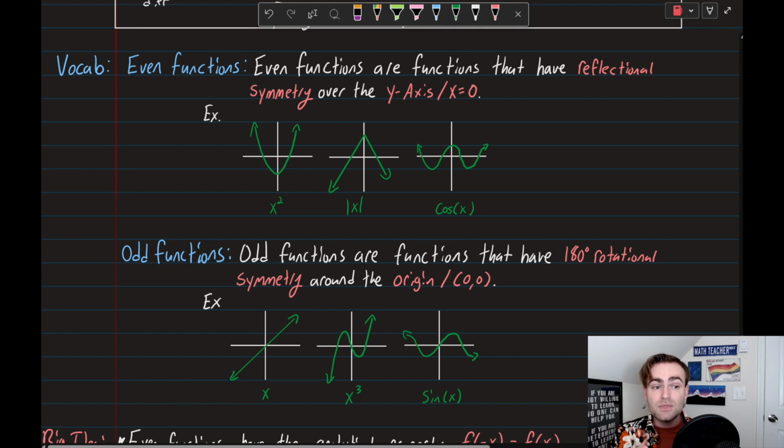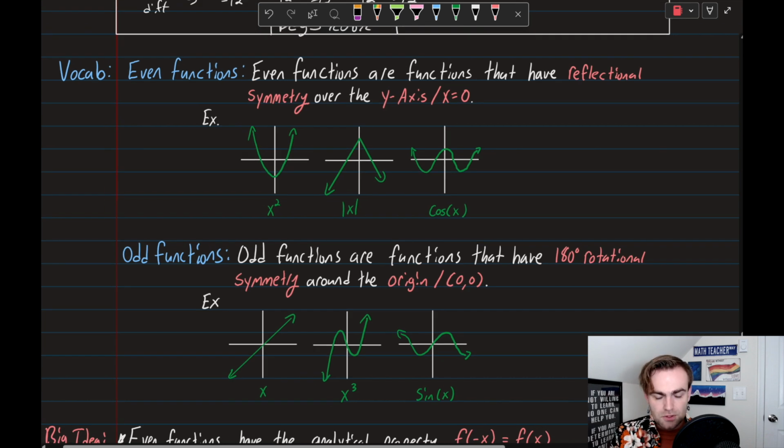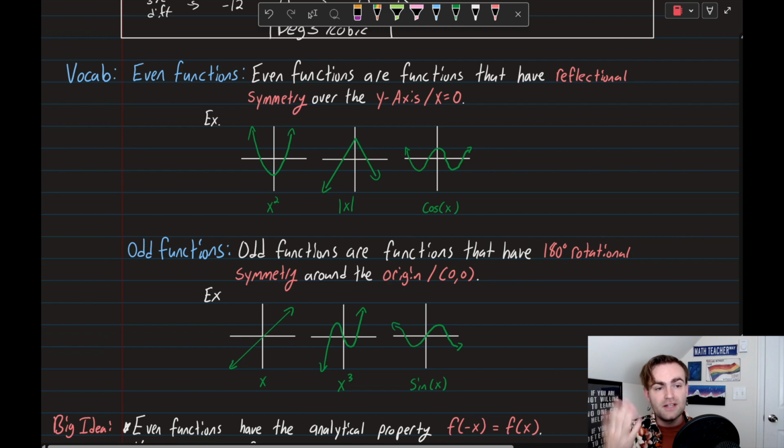And these symmetries can apply to all functions. So if you notice here, I've got some non-polynomials pictured as well. So even functions are functions that have reflectional symmetry across the y-axis. So if I can fold the function over the y-axis and the two sides would line up perfectly, it is even. Some examples of that are x squared, the absolute value of x, and cosine.